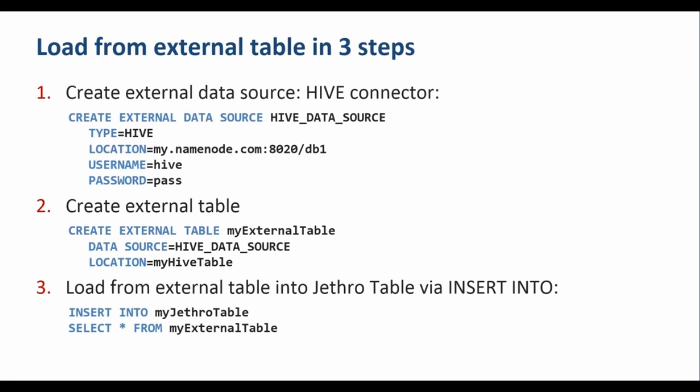Let's see how we load data from an external table in 3 simple steps. First step, we create an external data source. In this example, we define a Hive external data source and we provide the URI and the credential. Second step, we create an external table in Jethro mapped to the Hive table using the external data source defined in step 1. And the last step, simply issue a standard insert into select command that inserts the Hive rows into the Jethro table. Very quick, very easy, and a very powerful and flexible capability.